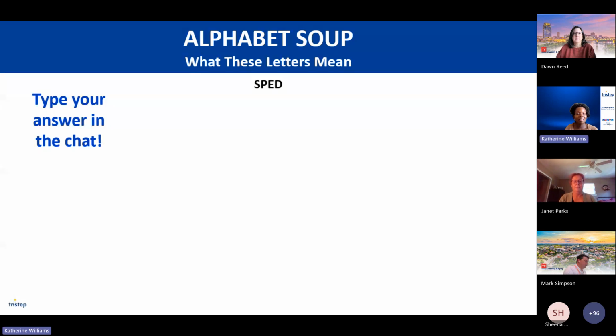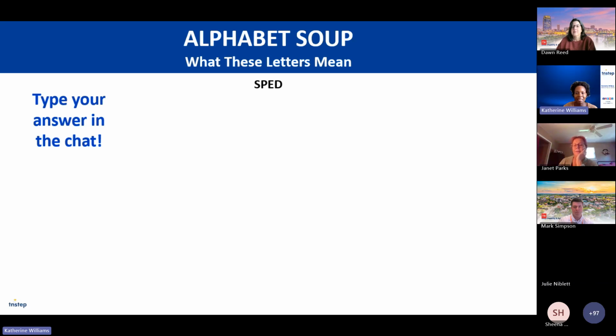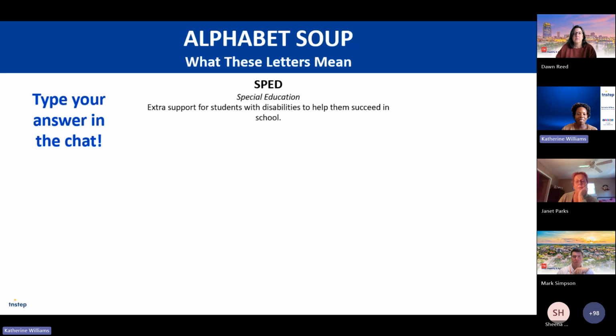So the first one is SPED. If you think you know what SPED stands for, please put that into the chat. So SPED, anything that you think that could stand for. Yes, and you all are correct. SPED is special education. This is that extra support for students with disabilities to help them succeed in school. The next one is IEP. If you could put in the chat what IEP stands for.